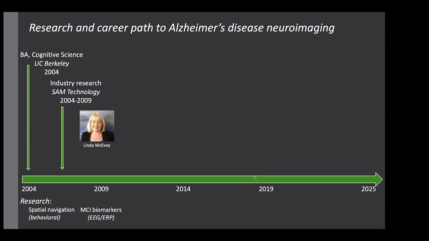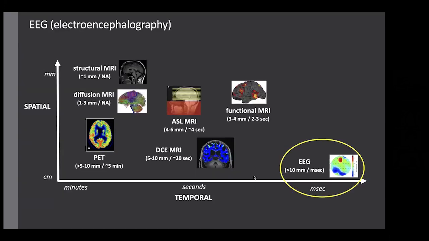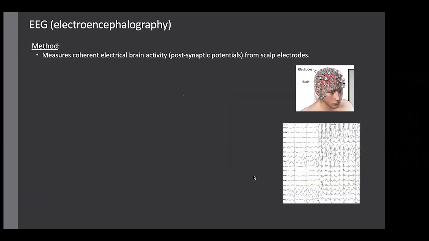So while I was at SAM Technology, this was my first introduction to neuroimaging. And here I learned about EEG, or electroencephalography. EEG has very high temporal information. We can get information down to the millisecond resolution, but not great spatial resolution. It's on the order of centimeters or so. So what is EEG? Basically, it involves placing a whole bunch of electrodes on the scalp. So this is non-invasive, and it measures coherent electrical activity that originates from the brain, specifically from postsynaptic potentials.